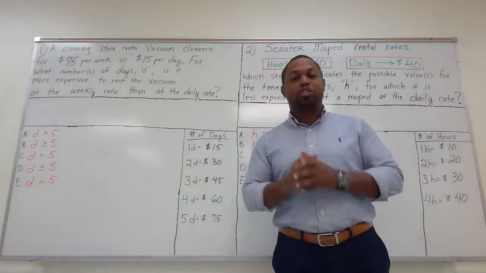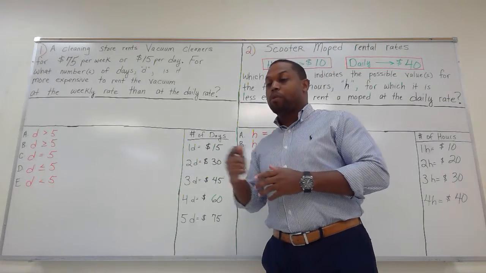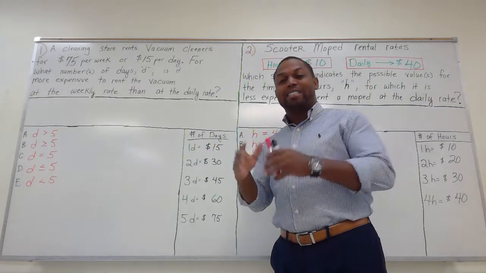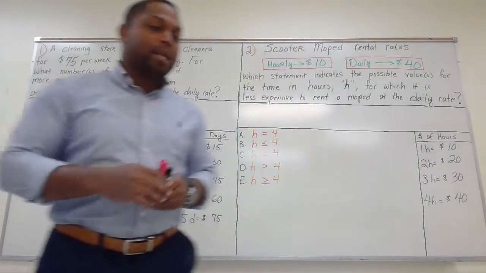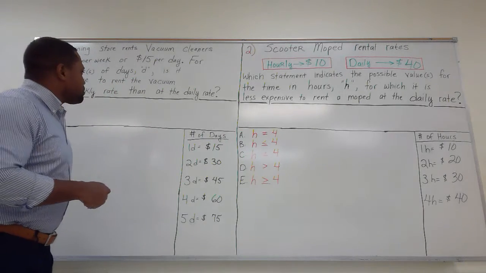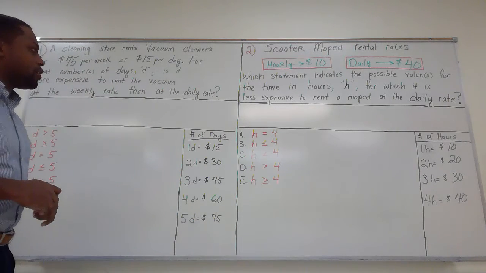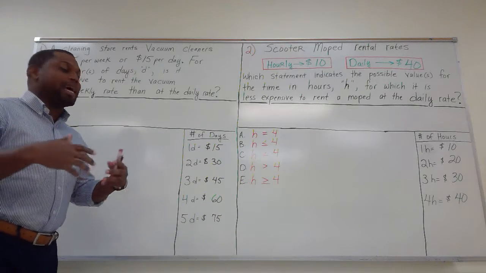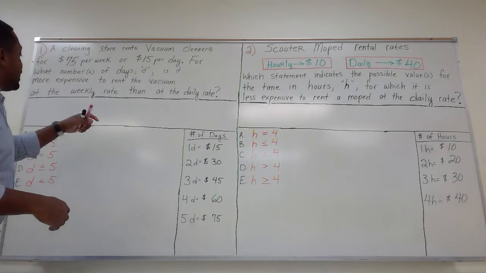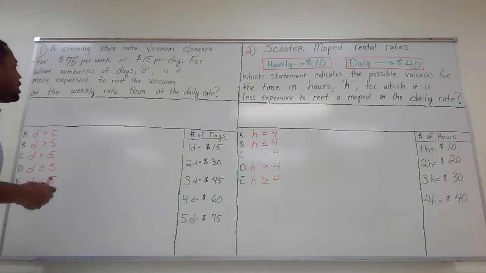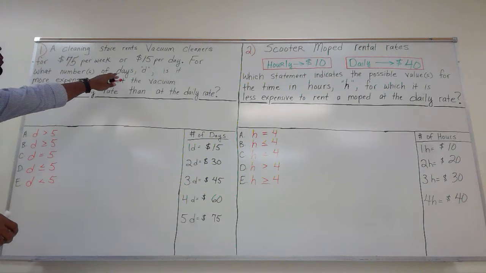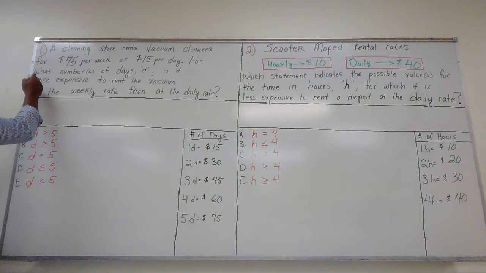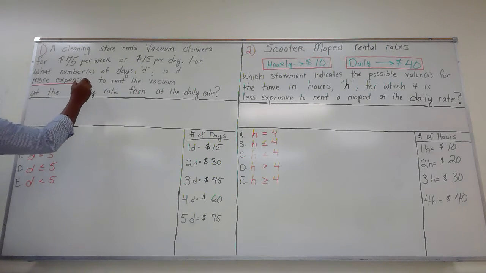Okay, as we embark on this journey of solving this word problem, I like to begin by doing what I call finding the sentence. What I mean by that is when I look at the question, I see a sentence that's revealing a truth, and I need to find that as I work it out. This question says, for what number or numbers of days, D, is it more expensive? So I'm going to underline more expensive.